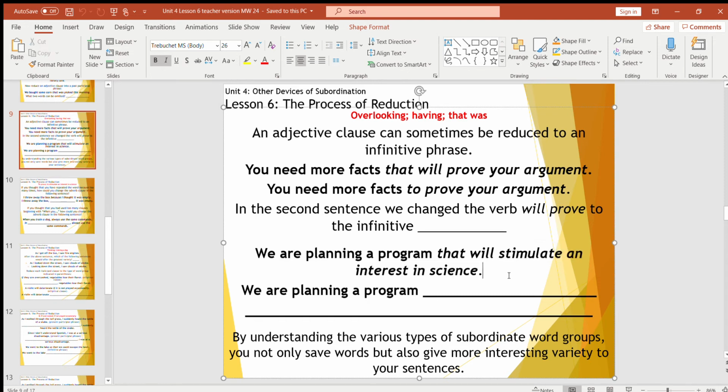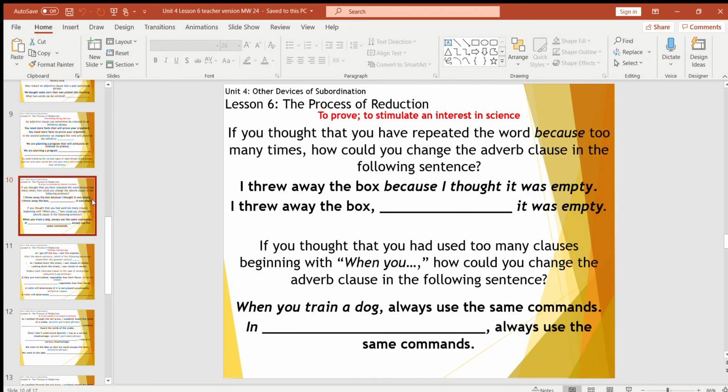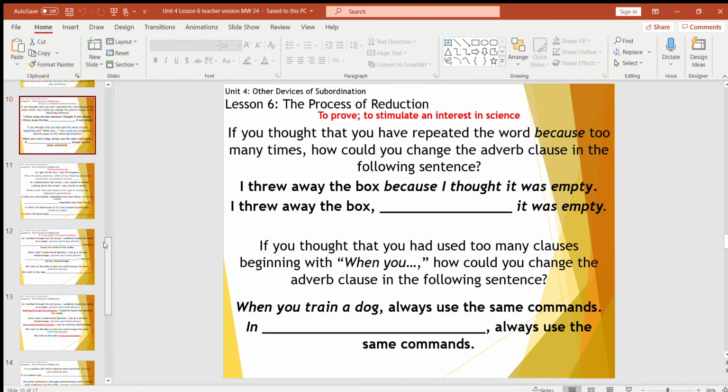Okay? So, by understanding the various types of subordinate word groups, you not only save words, but you give your writing more interest, more variety, more spice to your sentences. And of course, variety is the spice of life, and it's the same with your writing. It makes it a lot more interesting to keep reading.